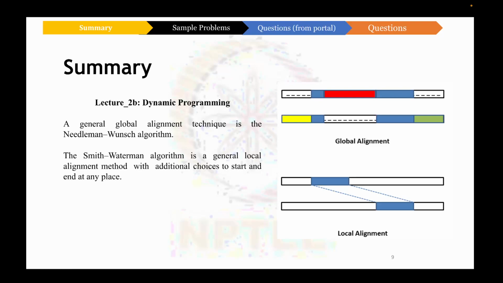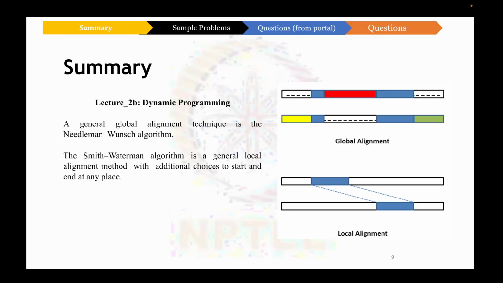Dynamic programming is used for solving optimization problems, particularly in sequence alignment and structural prediction. It is widely employed in applications such as sequence alignment, RNA folding, protein structure prediction, and hidden Markov models. Here we have two main types of sequence alignment: global sequence alignment and local sequence alignment. In global sequence alignment, the goal is to align the entire length of two sequences. We have algorithms such as Needleman-Wunsch that are used for global sequence alignment.